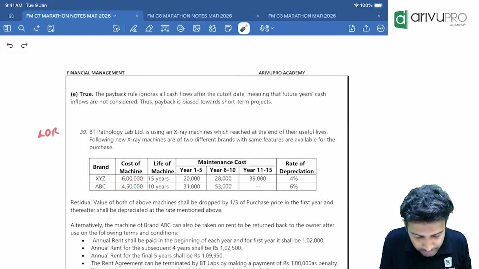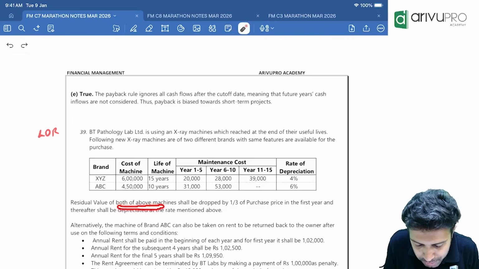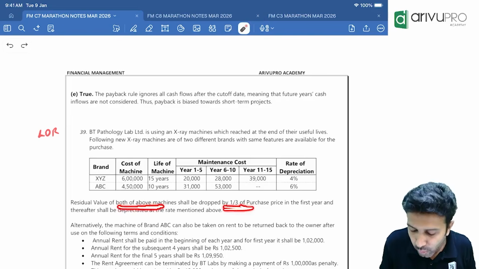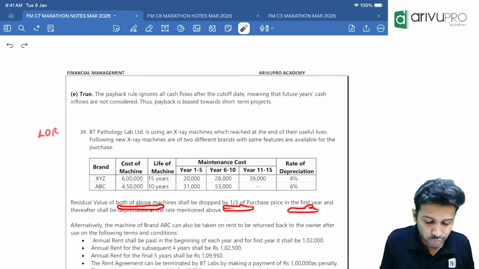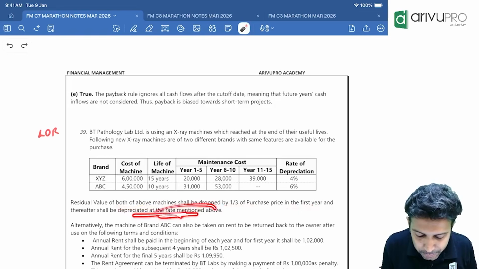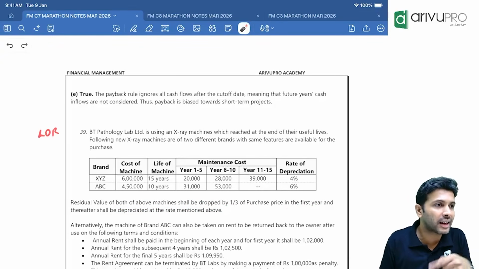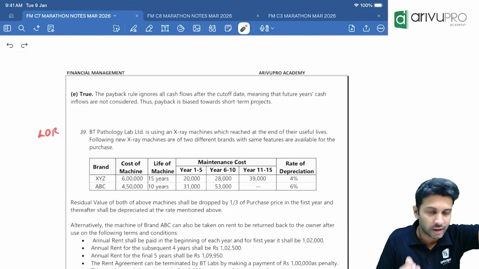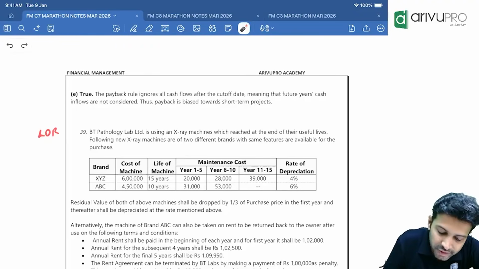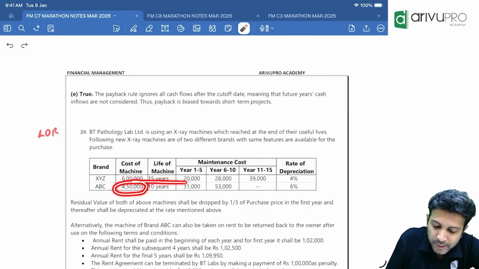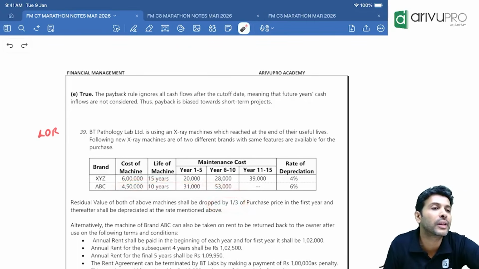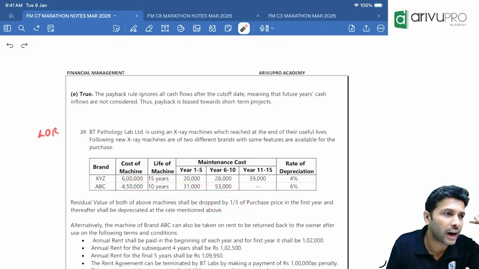4,50,000. Same thing. They said residual value of both the machinery shall be dropped by 1/3. Which year? First year. Thereafterwards, it shall be depreciated at the rate above. Thereafter means from year 2 onwards. Question is saying. So now first you tell me, what is depreciation of ABC for first year? How did you calculate? Purchase price ka 1/3. 4,50,000 ka 1/3. How much is that? 1.5 lakh. Pakka.